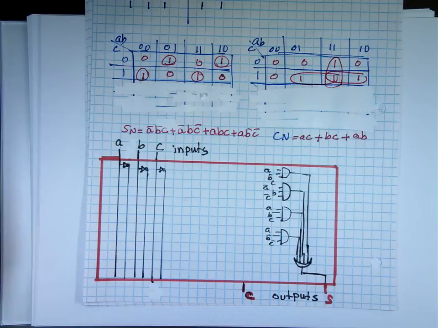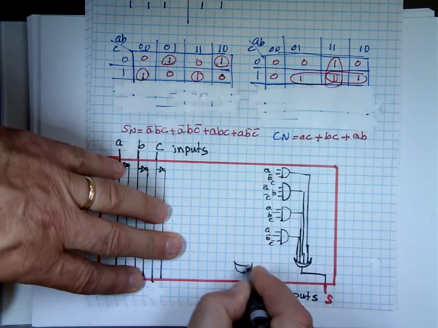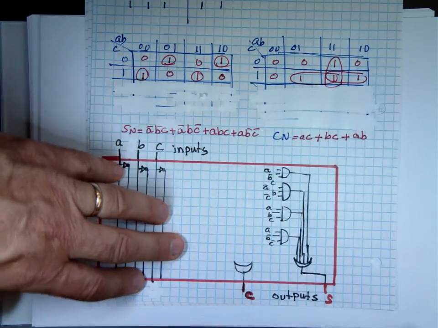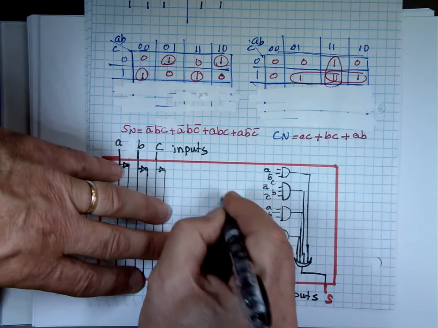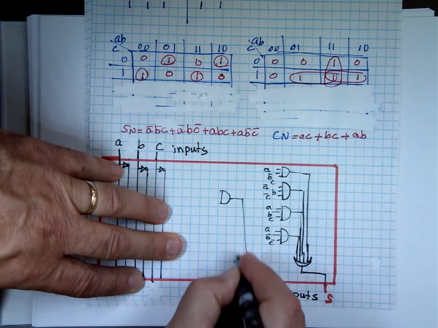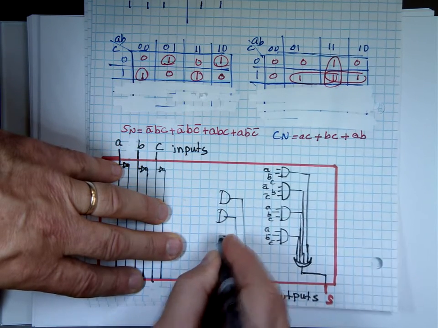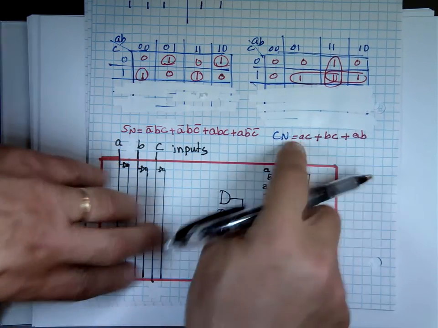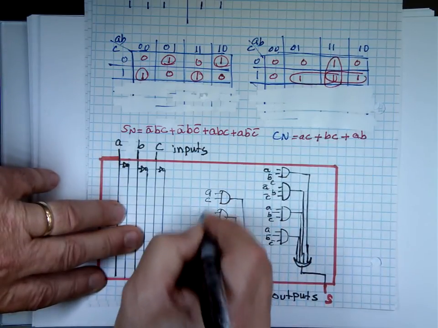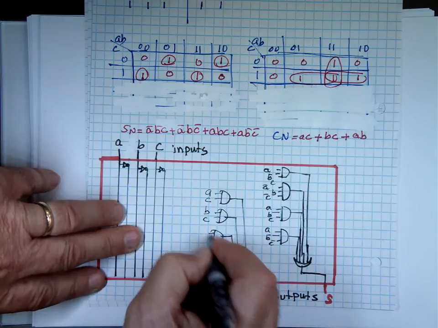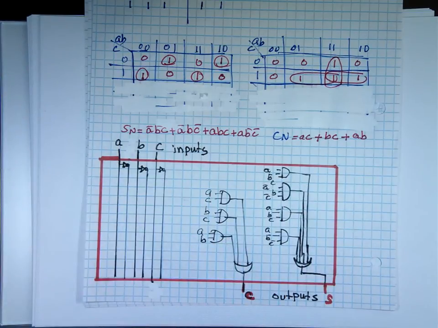And for the carry again, you're going to have an OR gate. And in the OR gate, we're going to have how many AND gates? 3 AND gates, right? And what's attached to them? A and C, B and C, and A and B. And that's your 1 bit full adder. So this is a full adder.